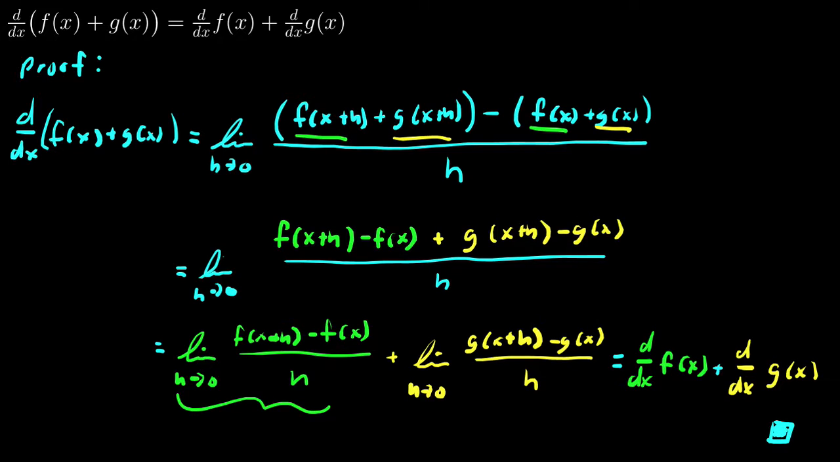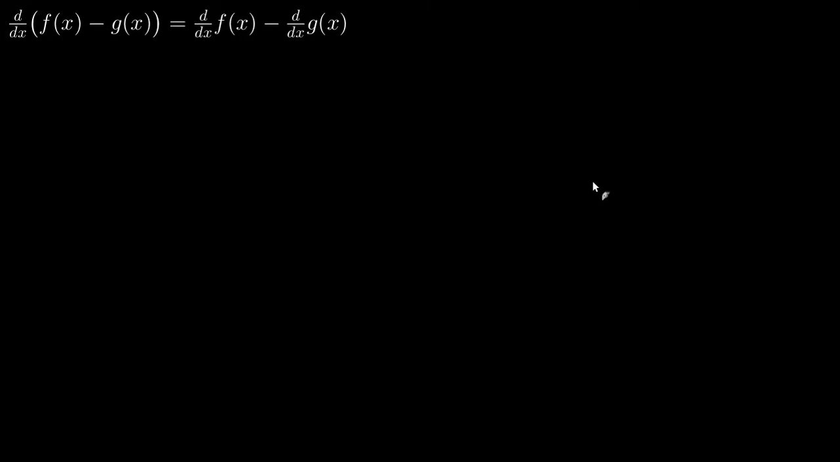All right, now the difference rule. So the proof is almost identical. I could use a constant multiple and just use the sum rule for this and say that I have the derivative of f of x plus the derivative of negative g of x and get that out. But I'll just do the same thing over again.